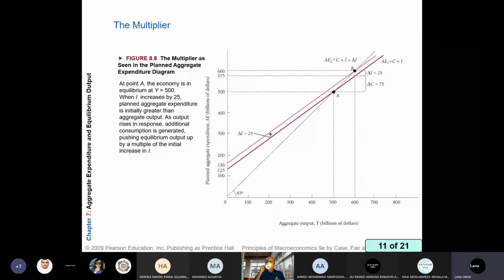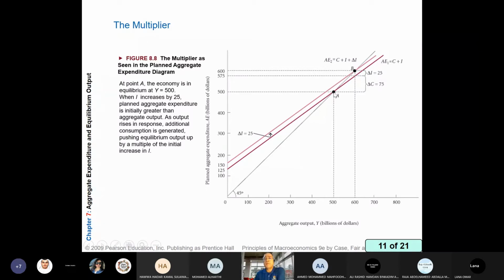Figure 8.8. The multiplier as seen in the planned aggregate expenditure diagram. At point A, the economy is in equilibrium at y equals 500. When investment increases by 25, planned aggregate expenditure is initially greater than aggregate output. As output rises in response, additional consumption is generated, pushing equilibrium output up by a multiple of the initial increase in investment.